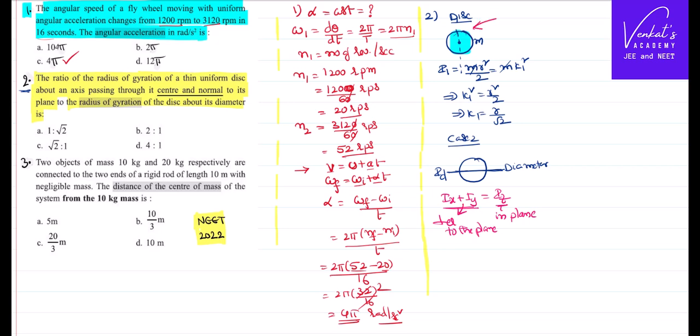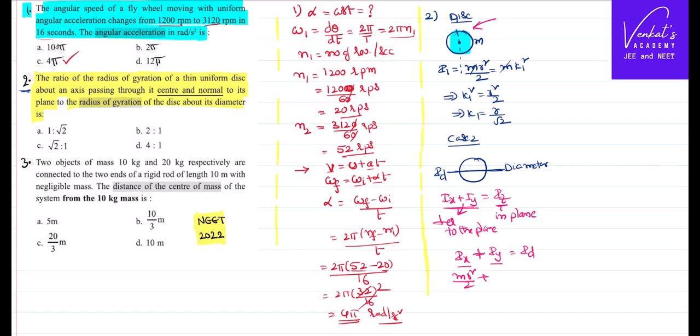So what we can say, Ix is perpendicular to the plane, Iy is also perpendicular to the plane, Iz is along the diameter. So we can say these two are equal. How much are they? Perpendicular to the plane we have already told you, mr square by 2.